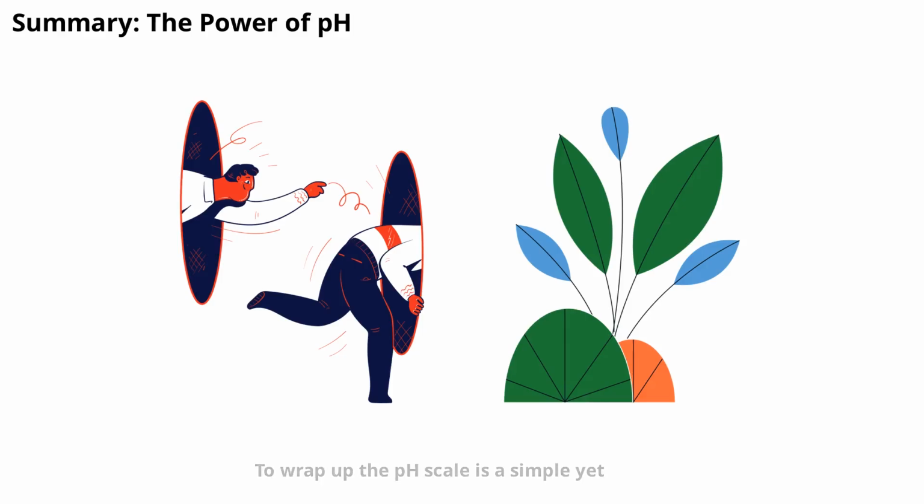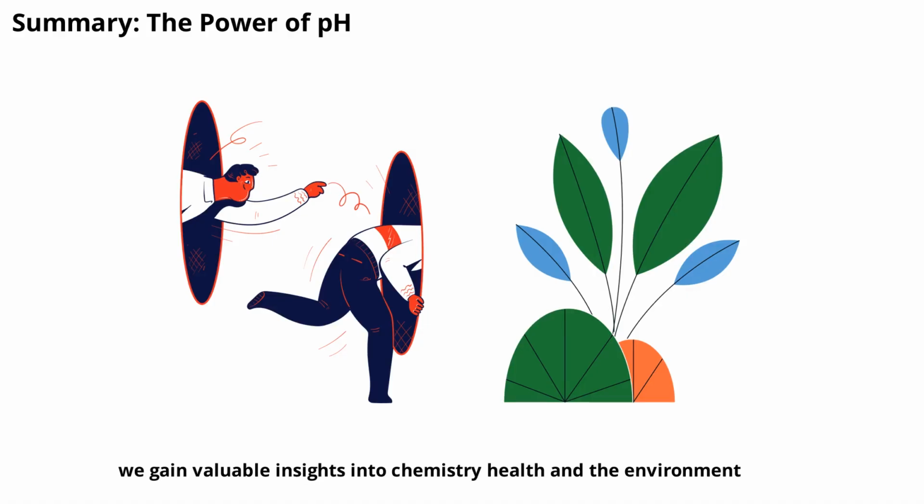To wrap up, the pH scale is a simple yet powerful tool for understanding the world around us. From the foods we eat to the water we drink, pH influences countless aspects of our lives. By learning how to measure and interpret pH, we gain valuable insights into chemistry, health, and the environment. Whether you're a student, a scientist, or just curious, understanding pH opens the door to a deeper appreciation of science and its impact on everyday life.